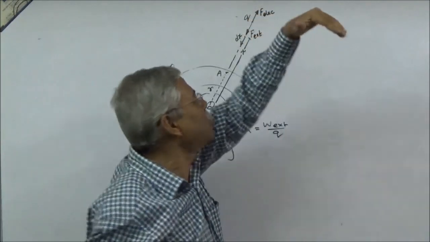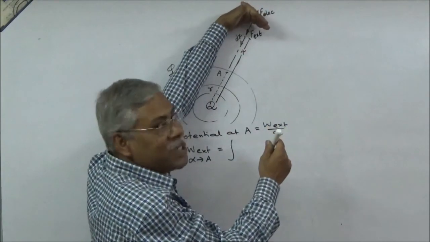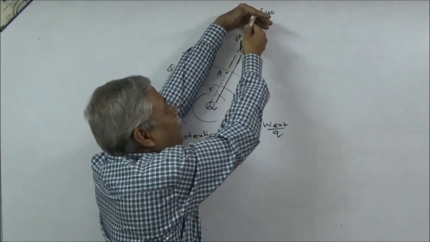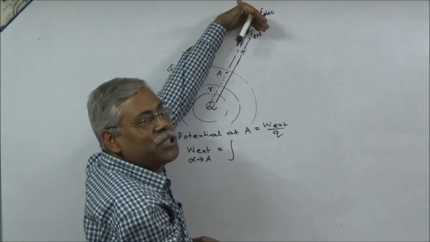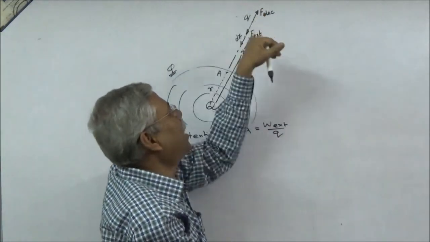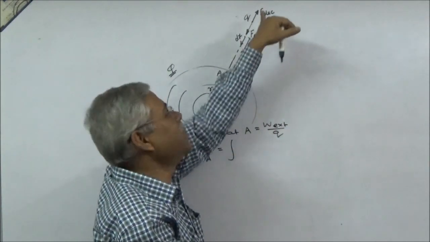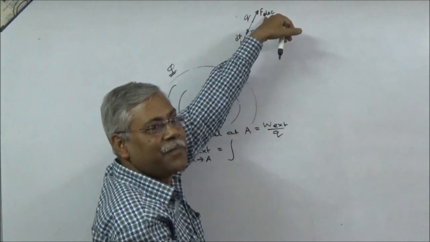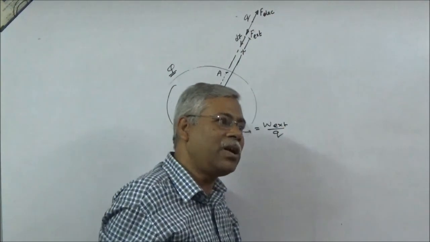So what is the force? You are bringing the charge in this direction, so you have exerted force in this direction, and this force is called the normal force. So that is F external, and this is F electrostatic. Okay, this is clear now.